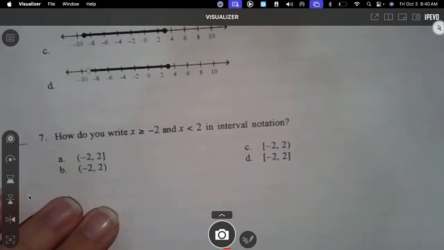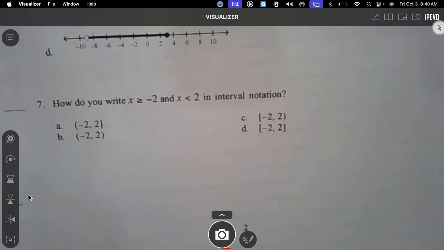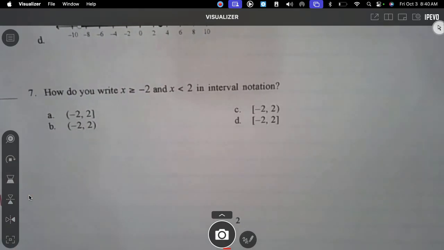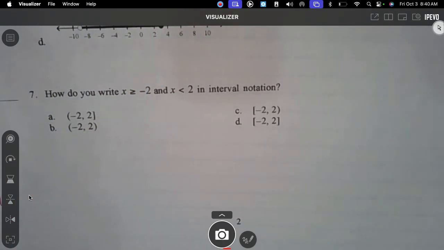This one down here, it says, how would you write this in interval notation? So it looks like, what's our smaller number? -2. And it goes up to 2. So at -2, would it be a parentheses or a bracket? Bracket. And at +2, it would be a parentheses. Which answer is it? C.